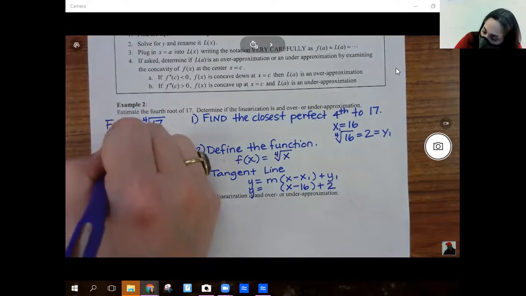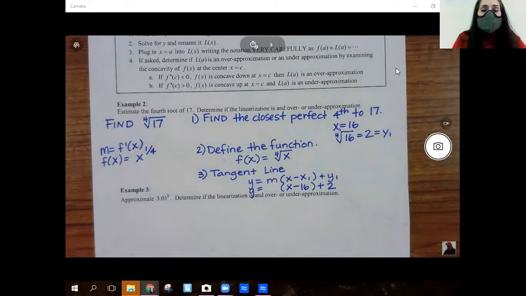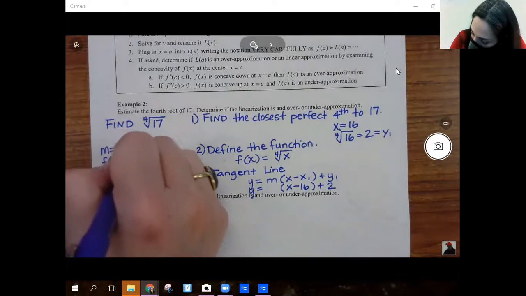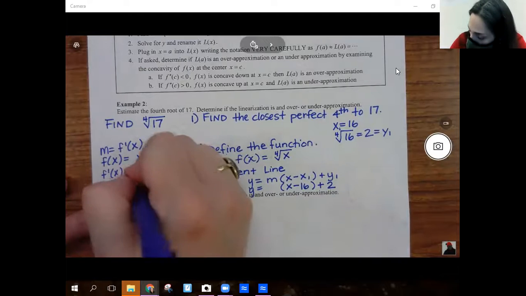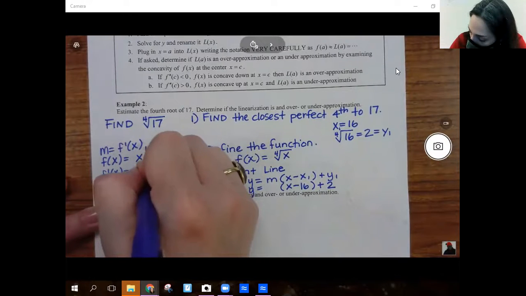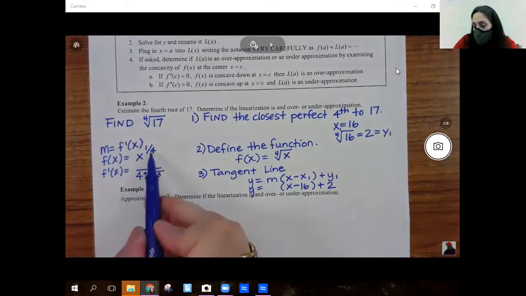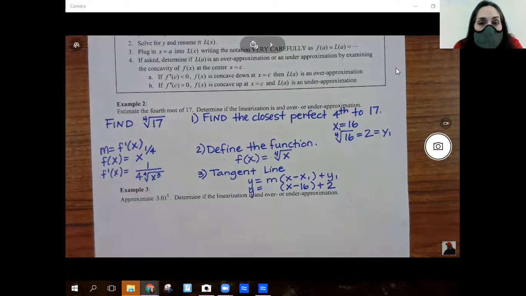So if f of x equals the fourth root of x, you could rewrite that as x to the 1/4. What would be the derivative? Yeah, so that would be 1/4 x to the negative 3/4. Good, thank you. So that's going to be like subtract 1 from 1/4. That's how we got this, which would be a negative 3/4, and then put it back in the denominator.